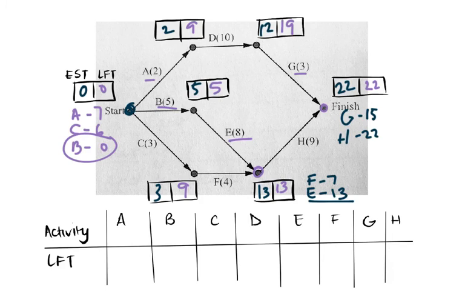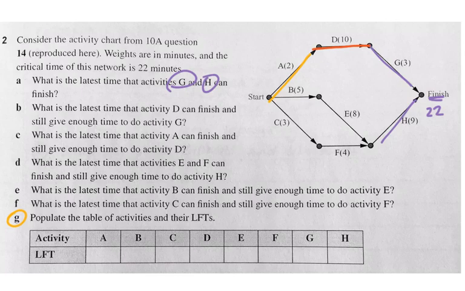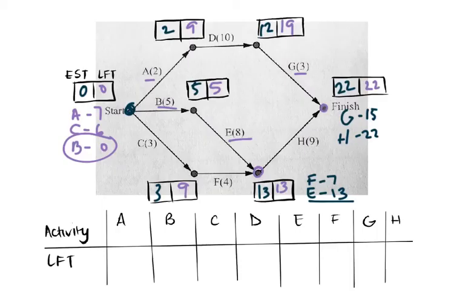The last part of the question asks you to populate the table of activities and their latest finish times. For activity A, we have 9. For B, it's 5. C is 9. D is 19. E is 13. F is 13. G is 22. And H is 22.